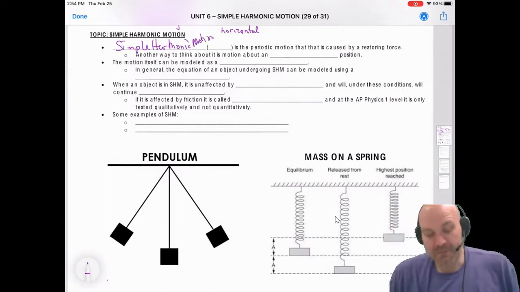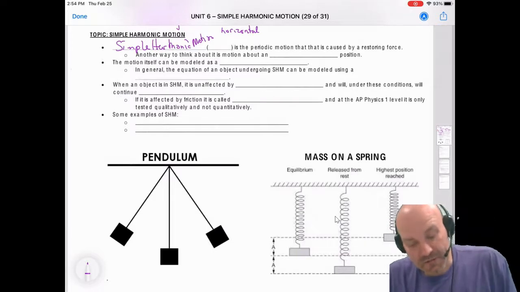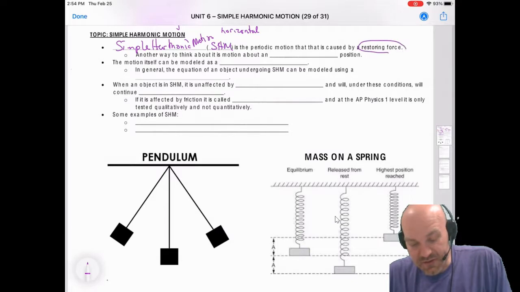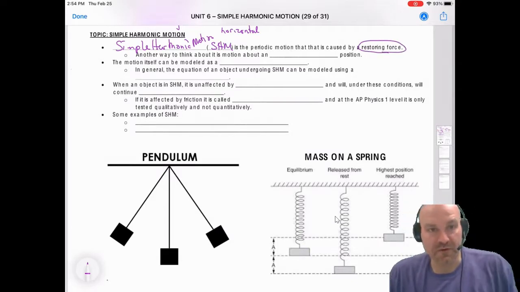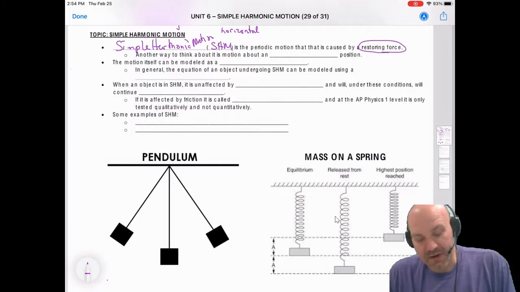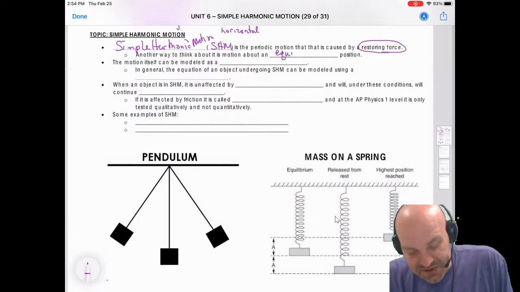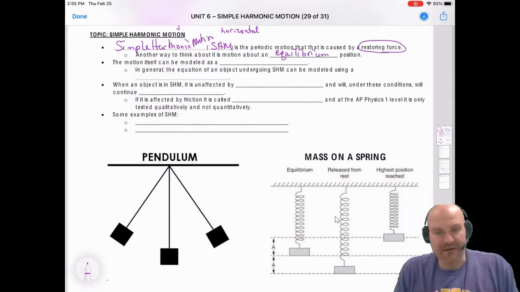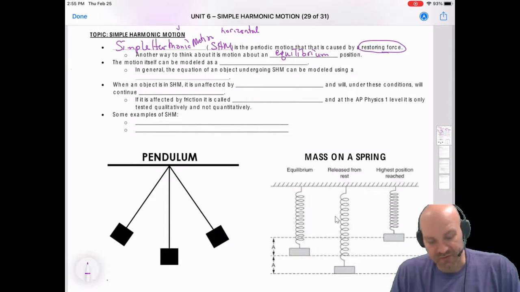So it's periodic motion that is caused by a restoring force. A lot of times we'll just call it SHM. So again, there's that term of restoring force. Another way to think about it is that it's motion about an equilibrium position, right? And so equilibrium means where forces aren't acting on it. And so this is what all pendulums and all springs want to go back to.